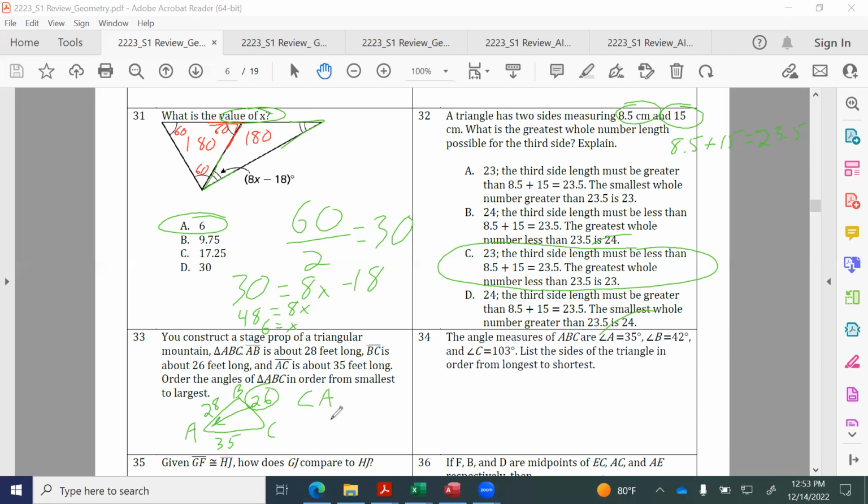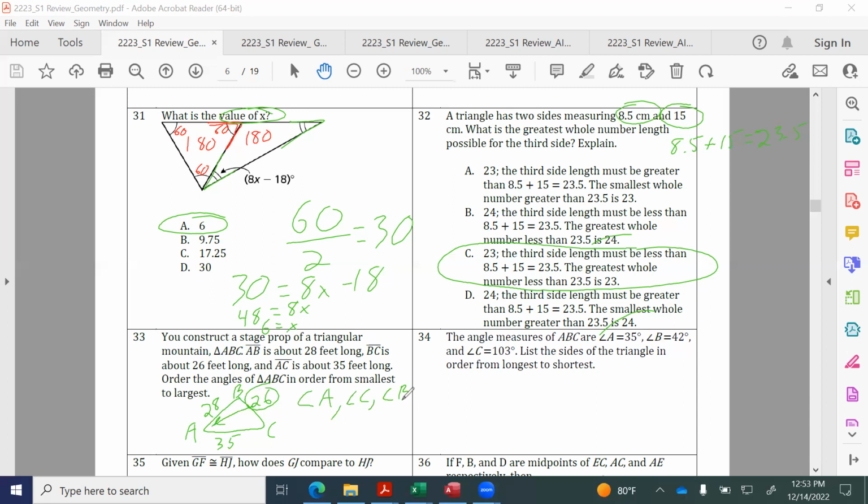What's the next smallest angle? C. And then the biggest angle is B, because it's across from the longest side. Smallest angle across the smallest side. Biggest angle across the biggest side. All right, next.